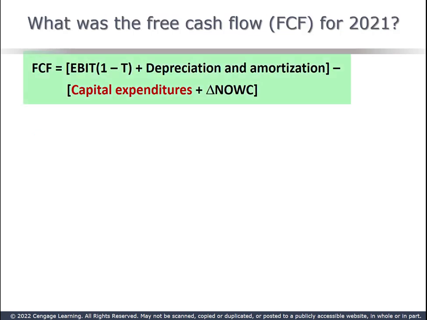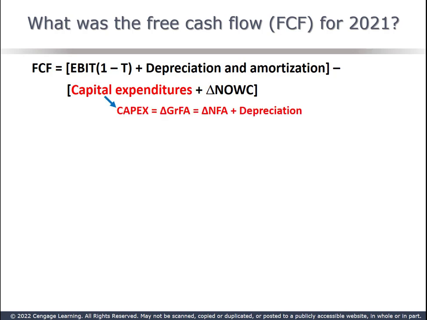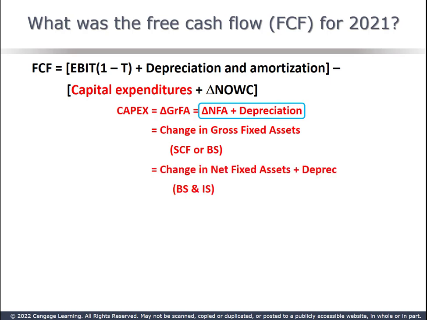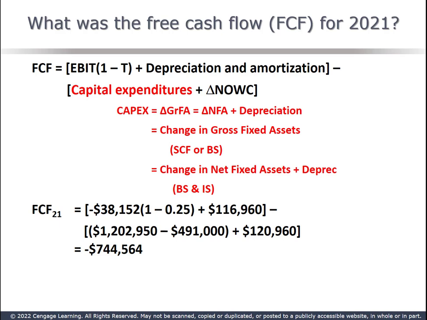The formula for free cash flow is shown at the top of the slide. Note, capital expenditures is the change in net fixed assets from the balance sheet plus depreciation from the income statement, or it's the change in gross fixed assets from the statement of cash flows or from the balance sheet. Either way, DeLeon's free cash flow for 2021 is a negative $744,000.